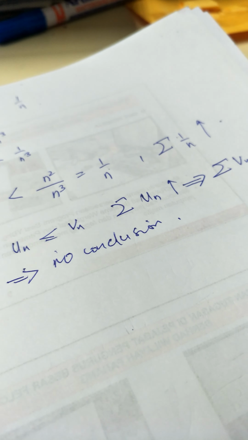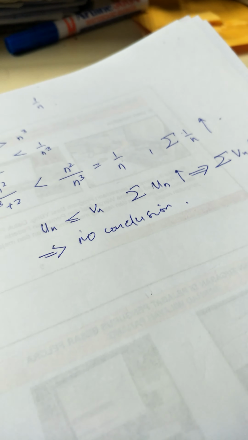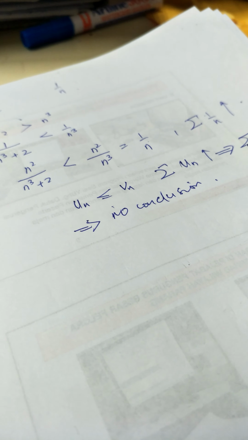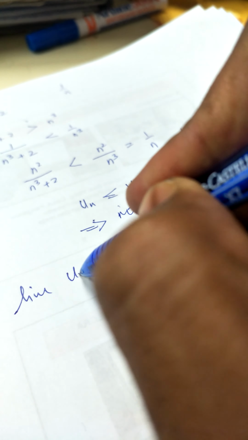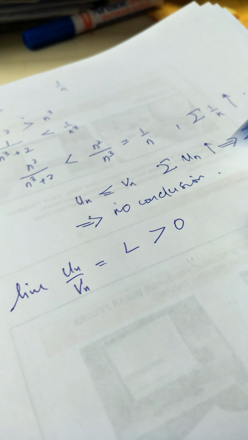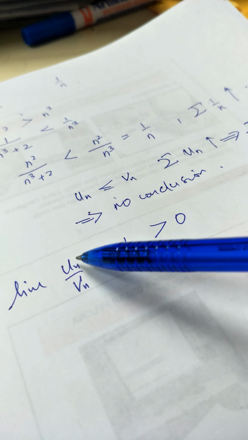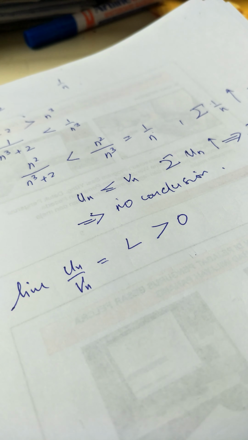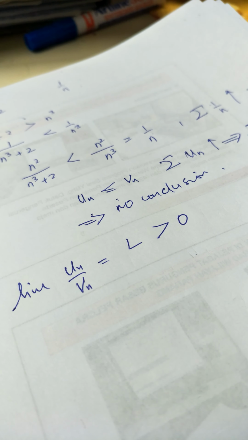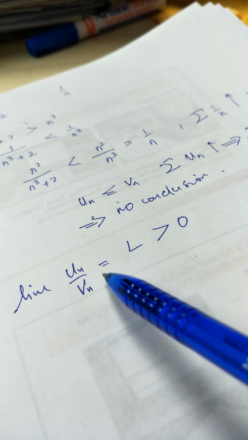Then how? We can try other tests. So let's try the second comparison test. Second comparison test says the limit of un over vn equals some number L, positive. If any of these converge, then the other one also converges. If one diverges, then the other one also diverges. Okay, so we use that property.